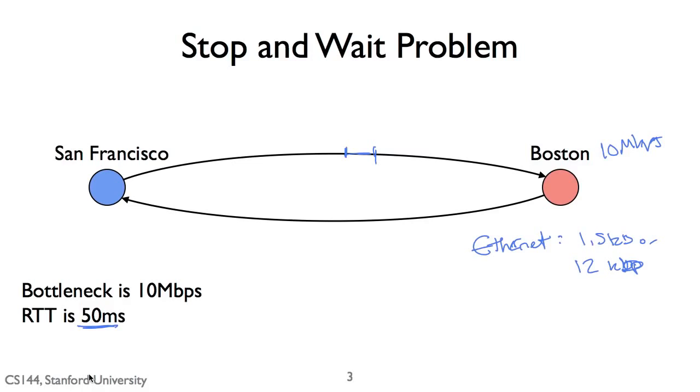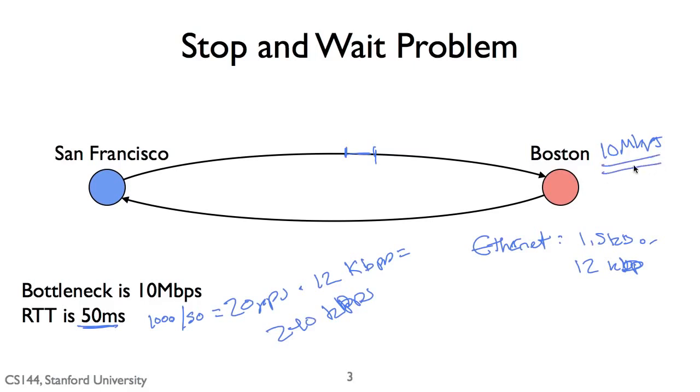Now, our round trip time is 50 milliseconds. That means that San Francisco can send one packet, and if that packet is received successfully, 50 milliseconds later it'll get an acknowledgement. So we have 1,000 milliseconds per second divided by 50 milliseconds. This means that we can send at most 20 packets per second on this path. Now, 20 packets per second times 12 kilobits per packet is equal to 240 kilobits per second. So this path between San Francisco and Boston using a stop and wait protocol can send at most 240 kilobits per second, assuming no packets are lost, just a constant RTT of 50 milliseconds.